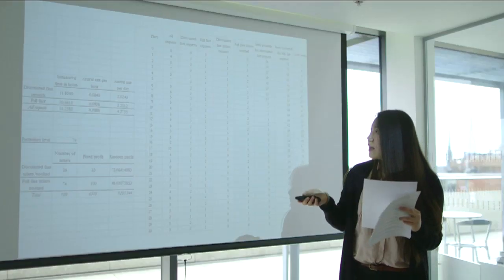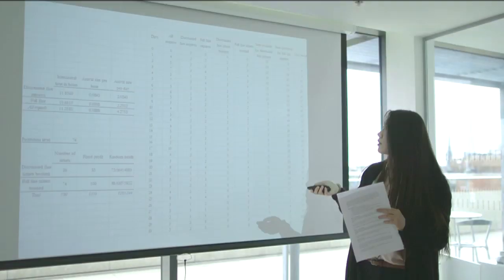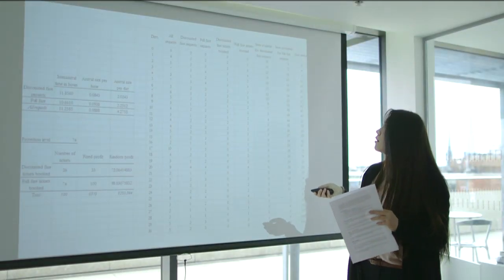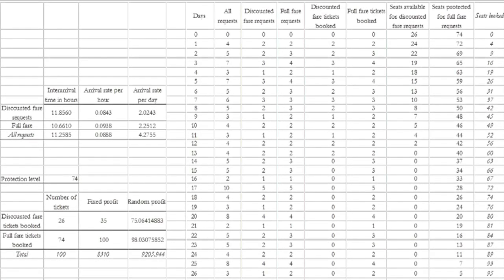Now at the left-hand side, you can see the parameters that we already calculated in the previous slides, which are the inter-arrival time and the arrival rates. And then demand is captured using all requests, and then it breaks into discounted fare requests and full fare requests. At the end of the row, you can see the seats available, which captures the remaining seats on the flight. At day 29, we can observe that the seats are fully booked, which means the booking system should be stopped from there because there are no remaining seats available.